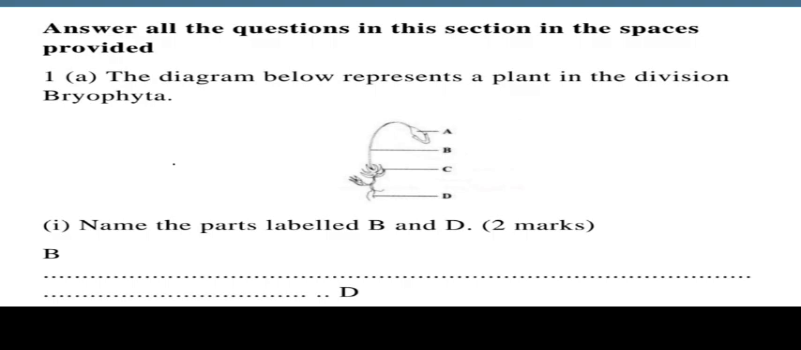Then when it comes to D, of course D is not the root but rather the rhizoid. So B, I'm saying that it is the sporangium. D is called the Rhizopus.